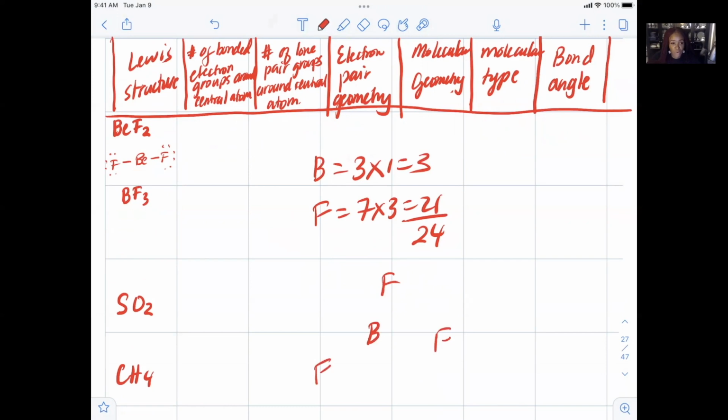Oh, by the way, if you're wondering why I didn't double bond beryllium, beryllium is before carbon. Carbon is the first one that achieves octet. So any element before carbon, you do not double bond, right?